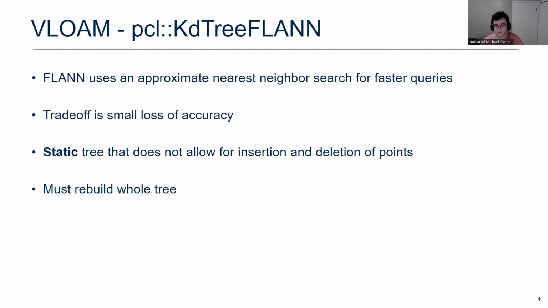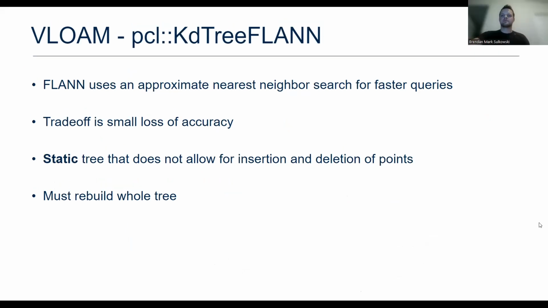So V-LOAM uses the KD-Tree from FLANN, which stands for Fast Library for Approximate Nearest Neighbors. It uses an approximate nearest neighbor search for faster queries at the slight cost of accuracy. And the fact that it's static means that FLANN needs to be cleared and rebuilt every LiDAR odometry cycle.